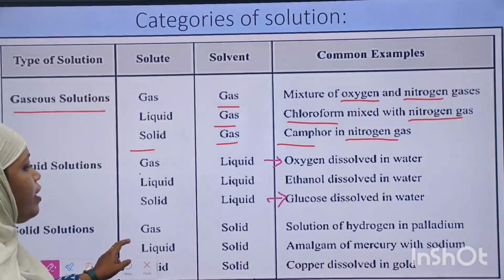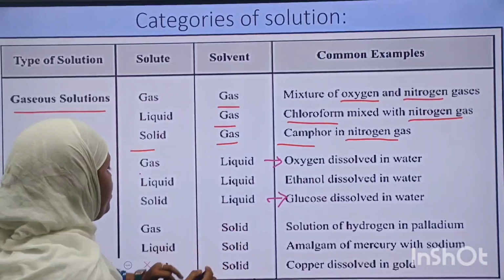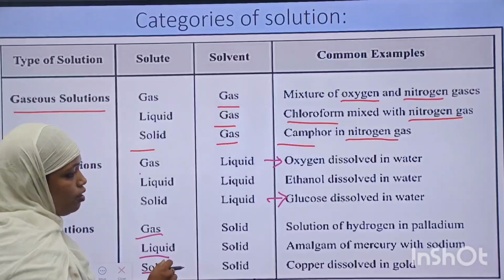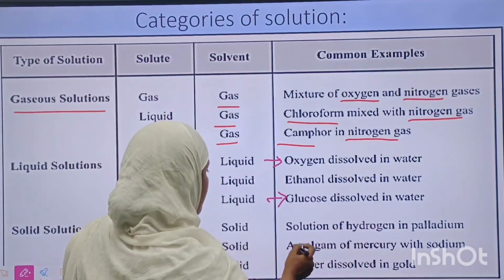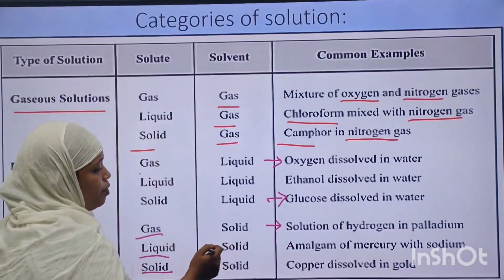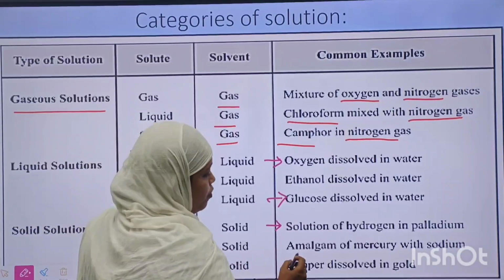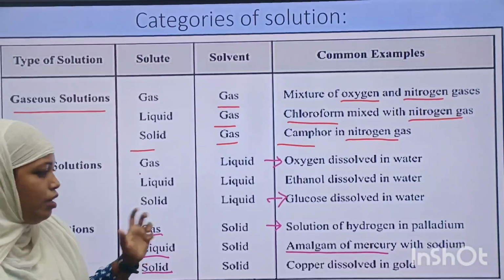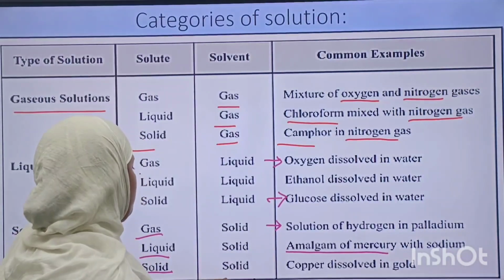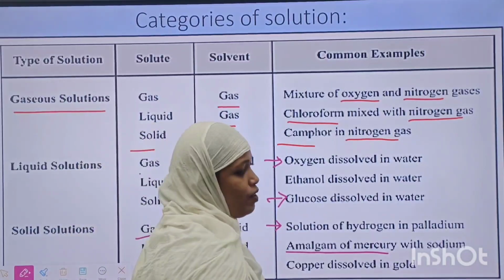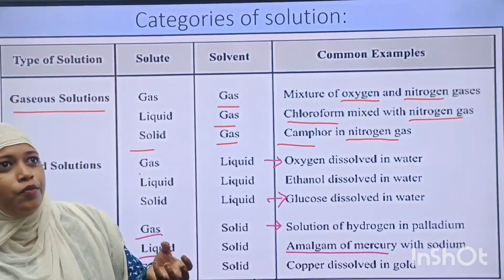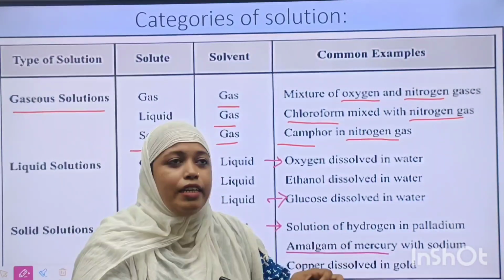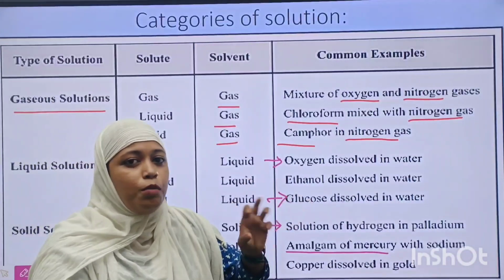We have solid solutions, where the solvent is solid and the solutes are gas, liquid and solid. Over here we have an example of hydrogen in palladium for a gas and solid mixture, and for a liquid and solid mixture we have amalgam of mercury, mercury dissolved in sodium. And solid with solid is copper dissolved in gold, where we don't have 24 carat gold, we have 18 carat gold. So in 18 carat gold we have some parts of copper mixed in it.